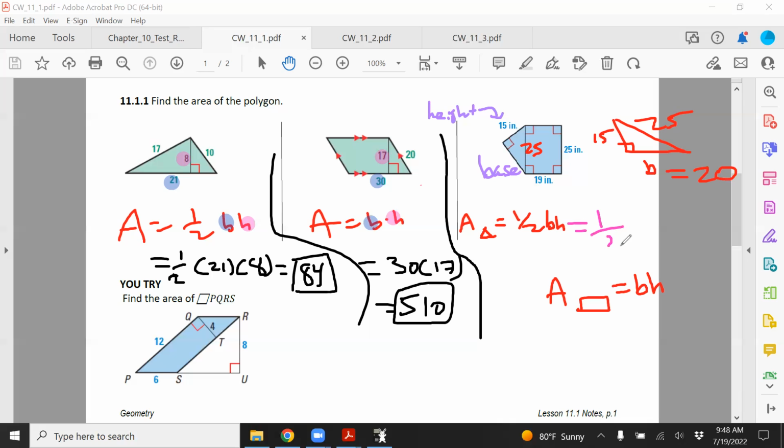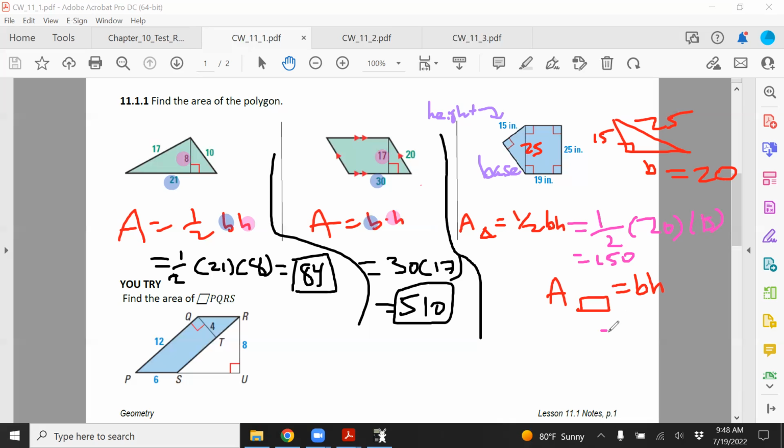So it's 1/2 times 20 times 15, which should be 150. The triangle is 150. Okie dokie. And by the way, you can call 15 the base if you wanted to. One of the sides has to be the base, and if it's perpendicular between the two sides, then the other would be the height.